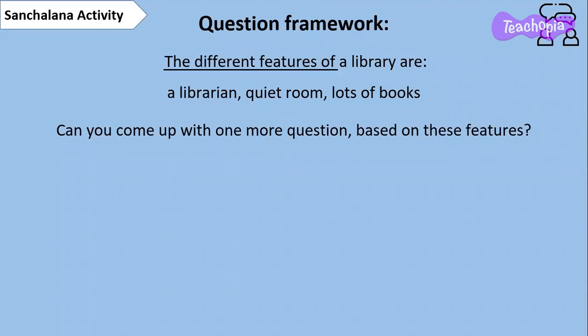Here is a second activity, and this is also a pair work activity, where the different features of a library are a librarian, quiet room, and lots of books. These are different features of a library. The words under the features category are librarian, quiet room, and lots of books. And the pairs have to come up with more than one question based on the features. During this activity, teacher mentors, please make sure that your teachers in the center are actively participating in the pair work.